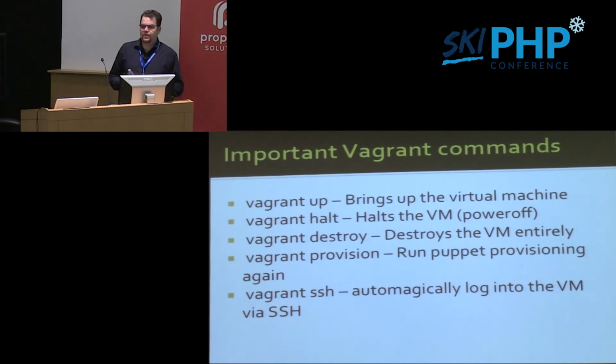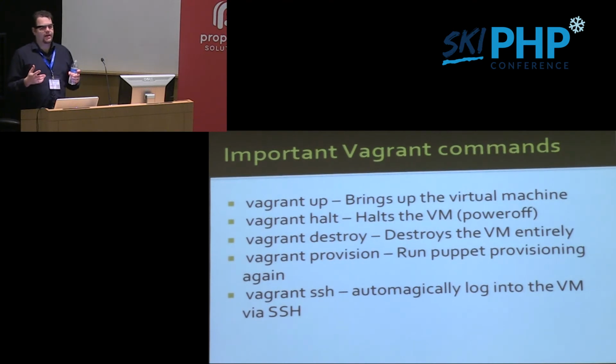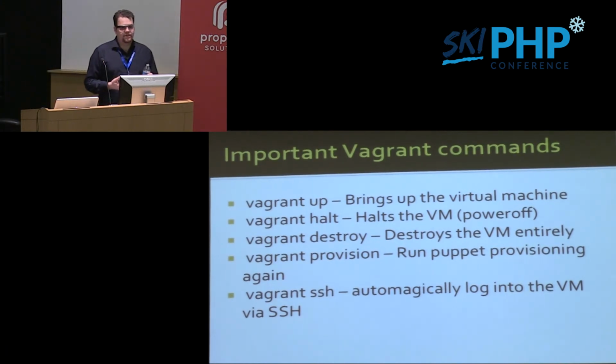You destroy it, it literally nukes everything, and you have to rebuild the machine from scratch. Vagrant provision will do the exact same thing that it's going to do when it first brings it up. It's just going to rerun those Puppet scripts. So if you're doing development, if you're testing your Puppet scripts, you want to make sure that things are getting configured properly. You can rerun Vagrant provision. And like I said before, Vagrant SSH will always give you a shell into the box.